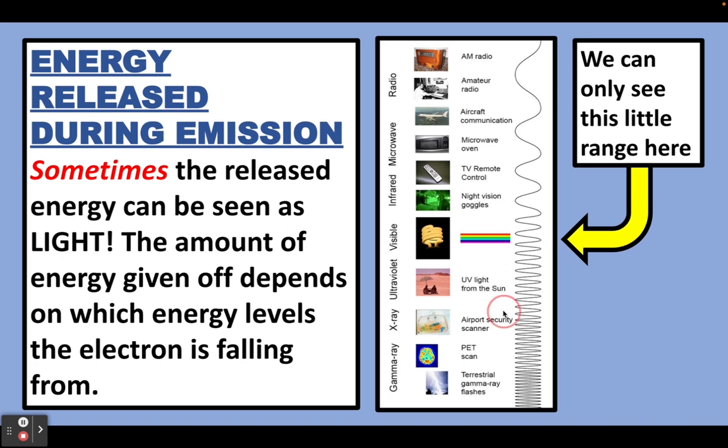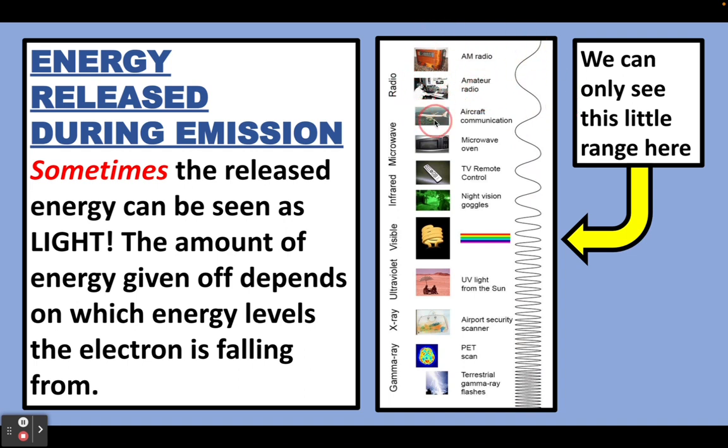And so here we can see in this picture that the amount of energy, so we have high energy down here, and we have low energy up here, and you can see the wavelength changing. So high energy is associated with very short wavelengths, and low energy is associated with longer wavelengths.